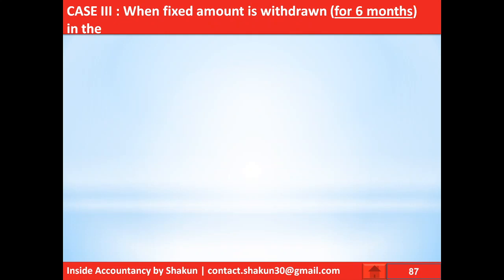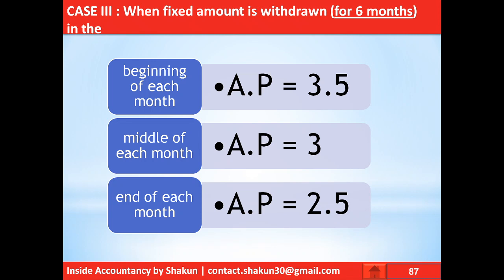When the fixed amount is withdrawn for 6 months, in the beginning of each month, in the middle of each month, in the end of each month. Now this case seems similar to case 1. The only difference is in case 1 the drawings were made throughout the year, but in this case drawings are made only for a period of 6 months. So in this case the average period is 3.5, 3 and 2.5 respectively.